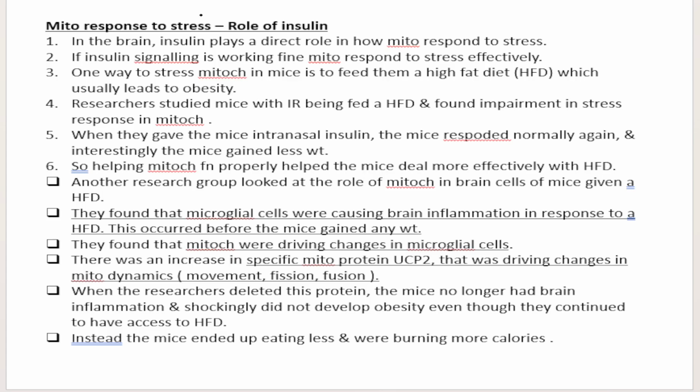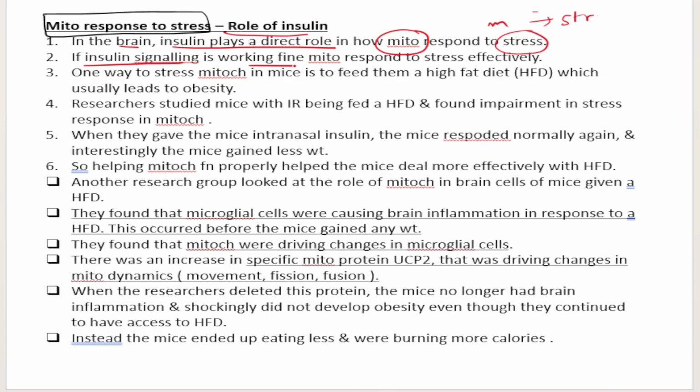Now we come to how the mitochondria respond to stress. Mitochondrial response to stress and the role of insulin. In the brain, insulin plays a direct role in how the mitochondria respond to stress. If the insulin signaling is working properly, then mitochondria are going to respond to the stress effectively.